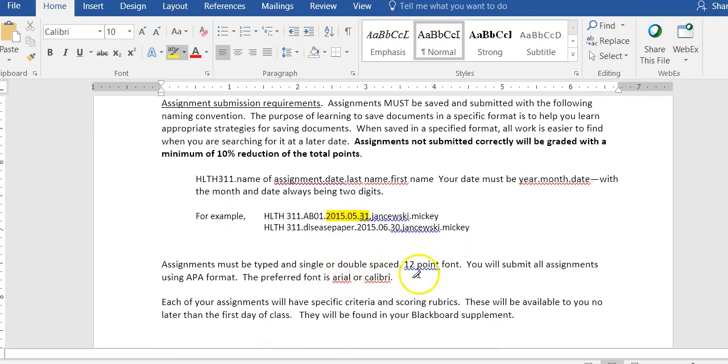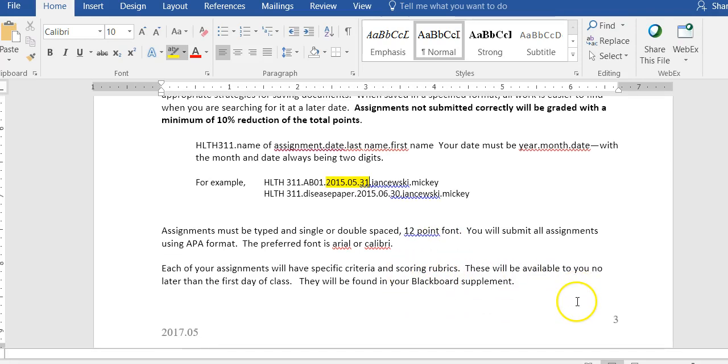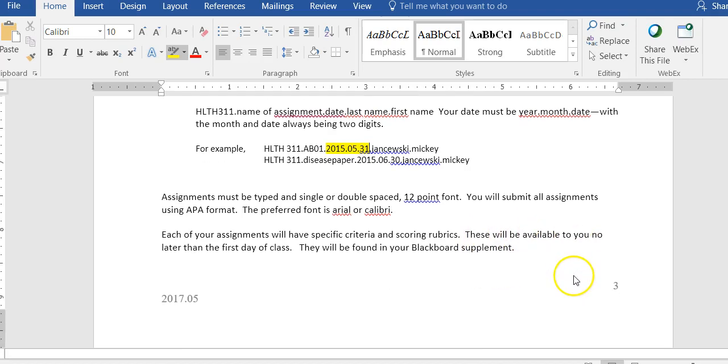I would like your assignments to be either single or double space. It does not matter to me. They should be 12-point font. You have to use APA format, which we'll be using all throughout the semester. And the preferred font for me is Arial or Calibri, and Times New Roman is also acceptable. Each assignment you will see in Blackboard has a scoring rubric, and whatever that scoring rubric says, that's exactly how I will grade your paper. So whatever the rubric says, that's what I'm looking for.